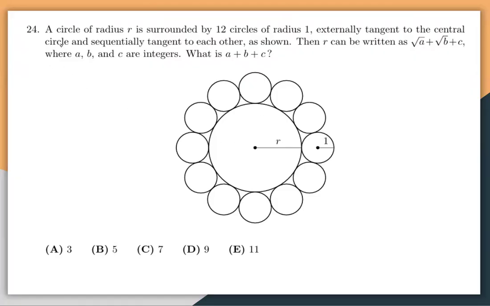Let's read the question. The circle has radius r, so the middle one, and then there are 12 smaller ones put around it. They are all tangent to each other, and we want to find the radius of this larger circle. So what we are going to do, we connect the centers. They have to pass through the intersection, and then I will do the same thing with the next circle. If you connect their centers, they have to go through the tangency point as well.